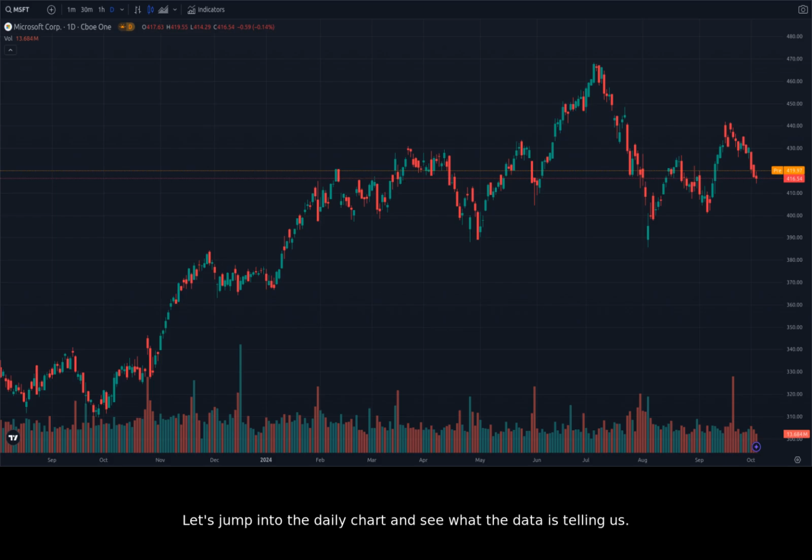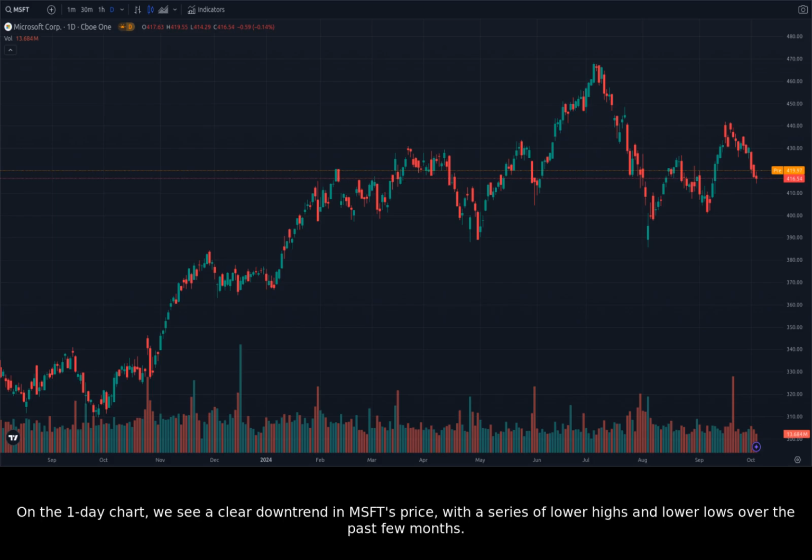Let's jump into the daily chart and see what the data is telling us. On the one-day chart, we see a clear downtrend in MSFT's price, with a series of lower highs and lower lows over the past few months.